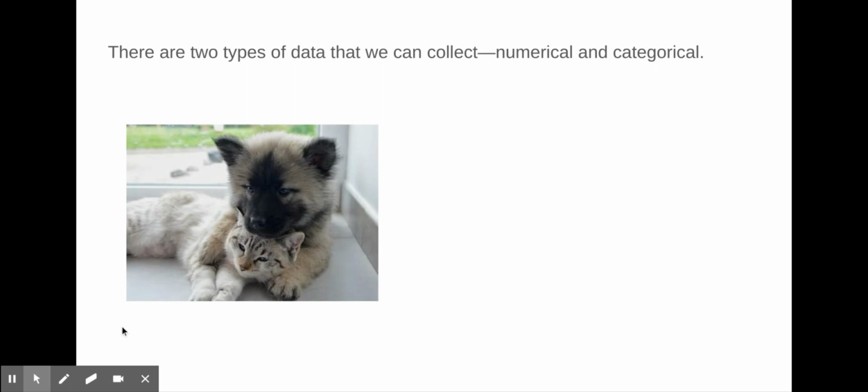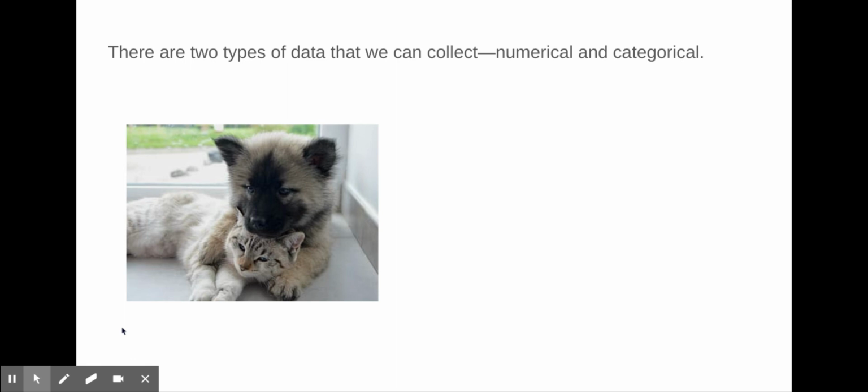There are 2 different types of data that we can get by asking a statistical question. One of those is numerical and the other one is categorical. Numerical, as you might imagine, gives us a number. So if I ask somebody, how many dogs and cats do you have? You're going to give me a number from 0 to, well, I hope you don't have more than 100 dogs and cats unless you live on a really big farm. But in any case, you're going to be able to give me a number.